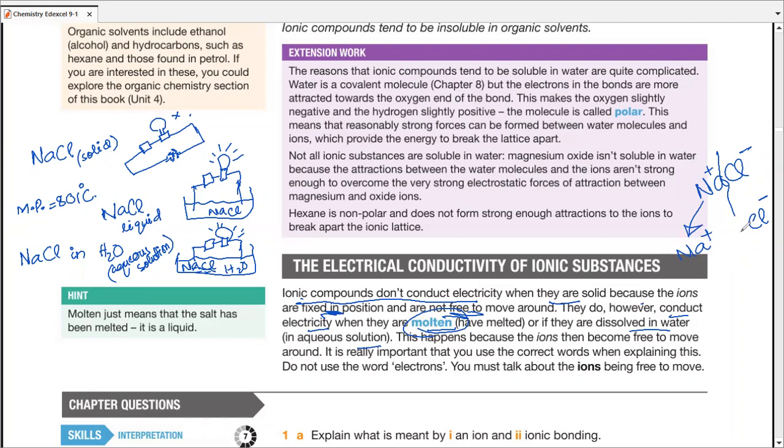All the Na positive and the Cl negative ions are able to flow in water freely, like all the positive and negative ions are swimming in the water separately. They're not stuck in a lattice. When they're free to move, they can carry the current, and then they conduct electricity. This is a little hard to explain in the form of words.